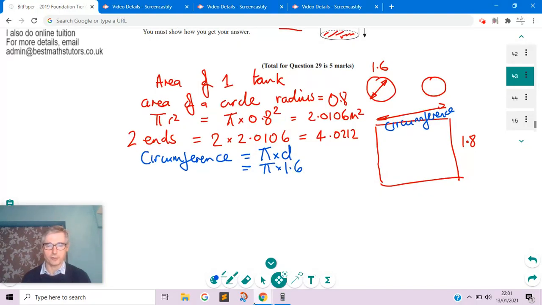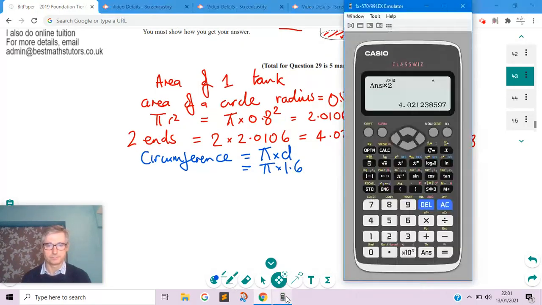So again, we're going to do that on the calculator. So get the pi button by going shift and that one at the bottom, times 1.6. And so we get it in terms of pi there. I'm just going to use the SD button again. So to 4 decimal places, 5.0265.